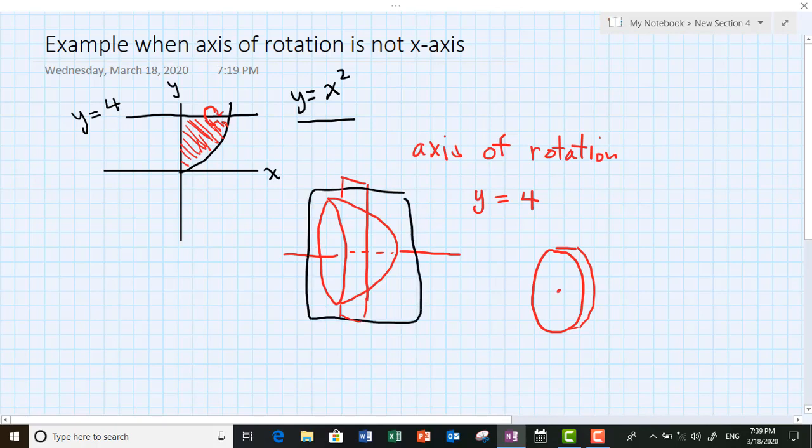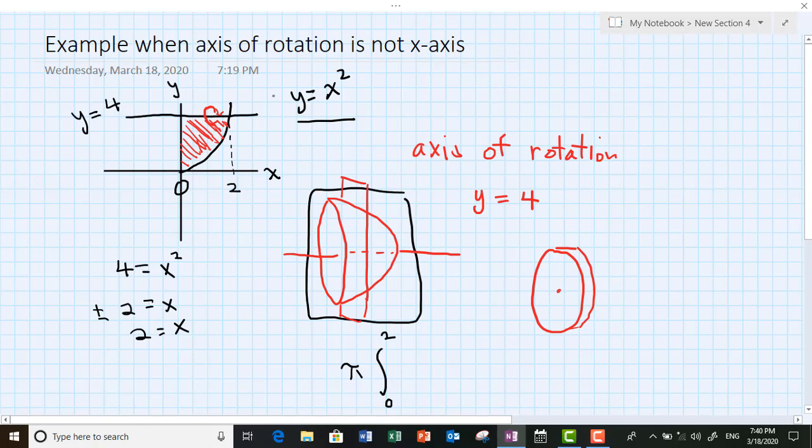Well, first of all, what is a? Our a is going to be 0. And what is going to be our b? Where do they intersect? 4 equals x squared. x is going to be positive or negative 2. But we're talking about the first quadrant. So x will be 2, not -2. Okay? So it will be pi, integral from 0 to 2.